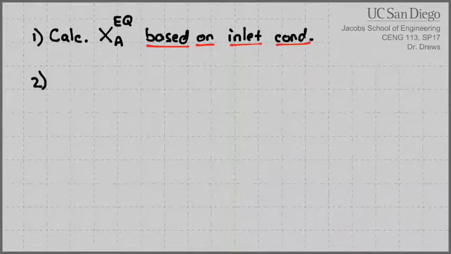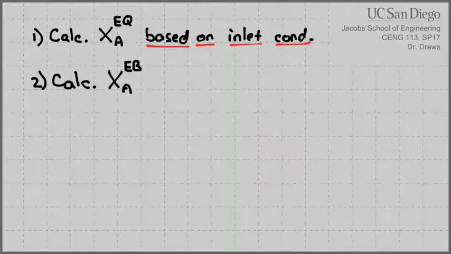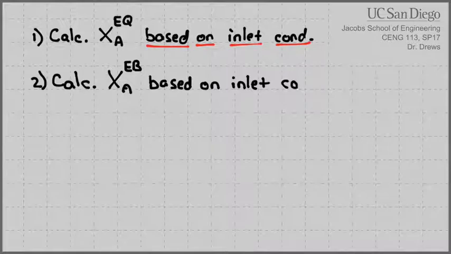The second dirty trick that we're going to use is that we're going to calculate XA for the energy balance for the same stream based on inlet conditions.